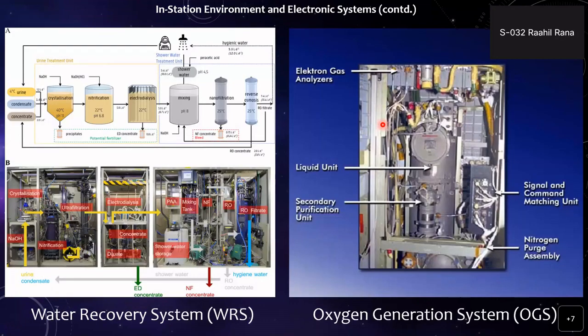Here we can see a simple method of the water recovery system. This is basically a system to convert your urine back to water, which can be further used for different activities or even drinking purposes. And this has been used for many years across the ISS. This is the system we'll be using. And this is the oxygen.